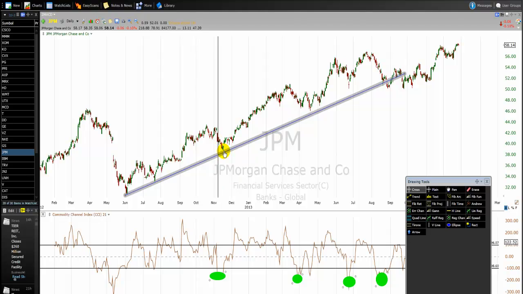Professionals were waiting for the price to retest the trend line. If you are trading the price, you are drawing your channel, your trend line, you will know when you should look for opportunity to buy. So though the CCI was oversold, we are not trading the CCI, we are trading the price.